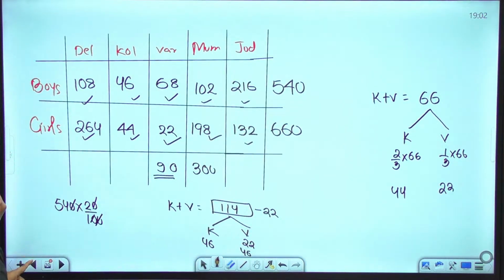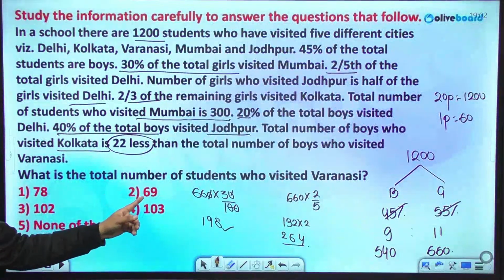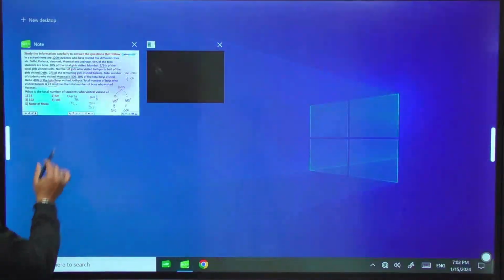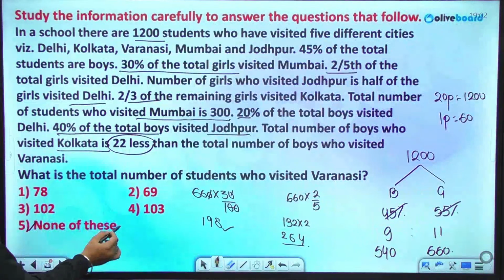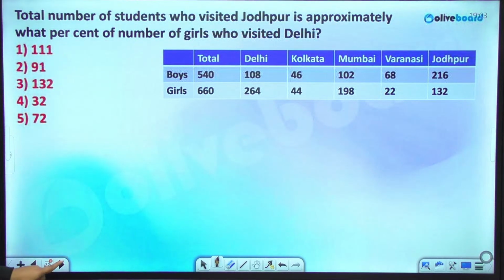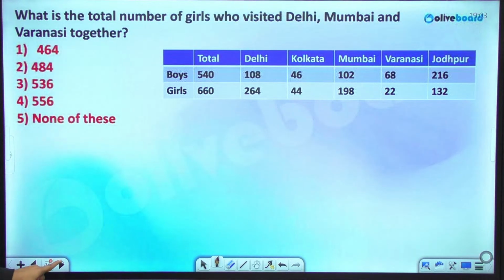The moment we are done with the diagram, this was the first question: the number of students who visited Varanasi will be 90. So the answer will be 90. Clear? The second question is this: what is the respective ratio? Now you will be able to do all the questions attached with this. Fine. So there are 5 questions, and we will be doing them.